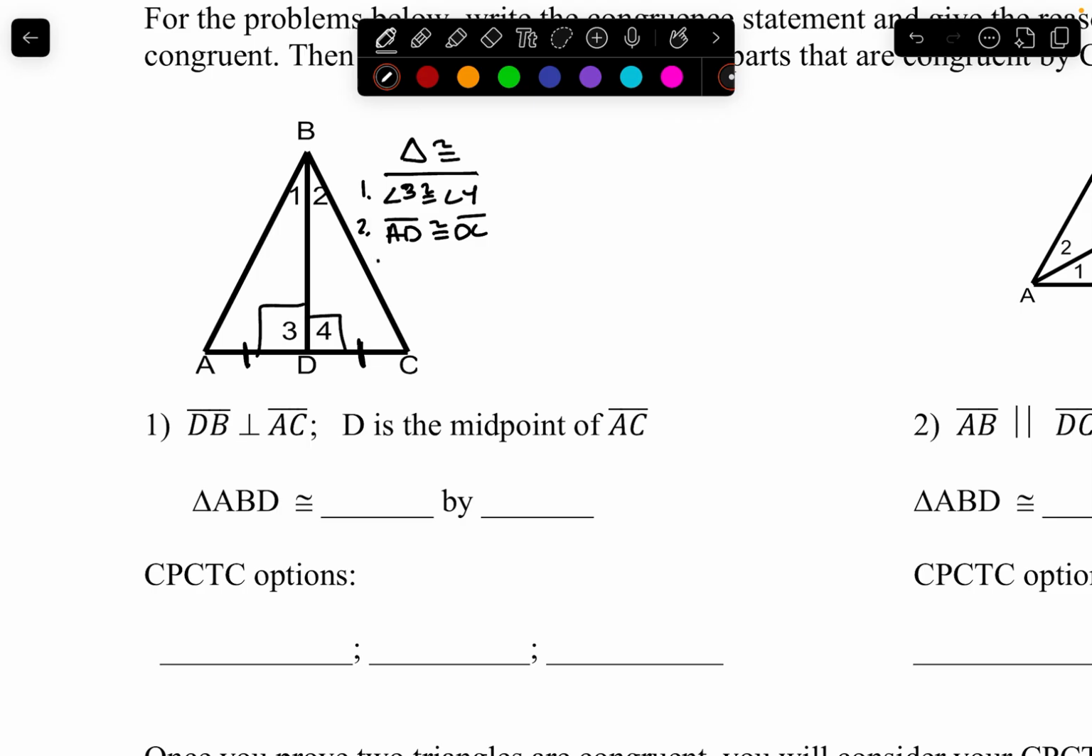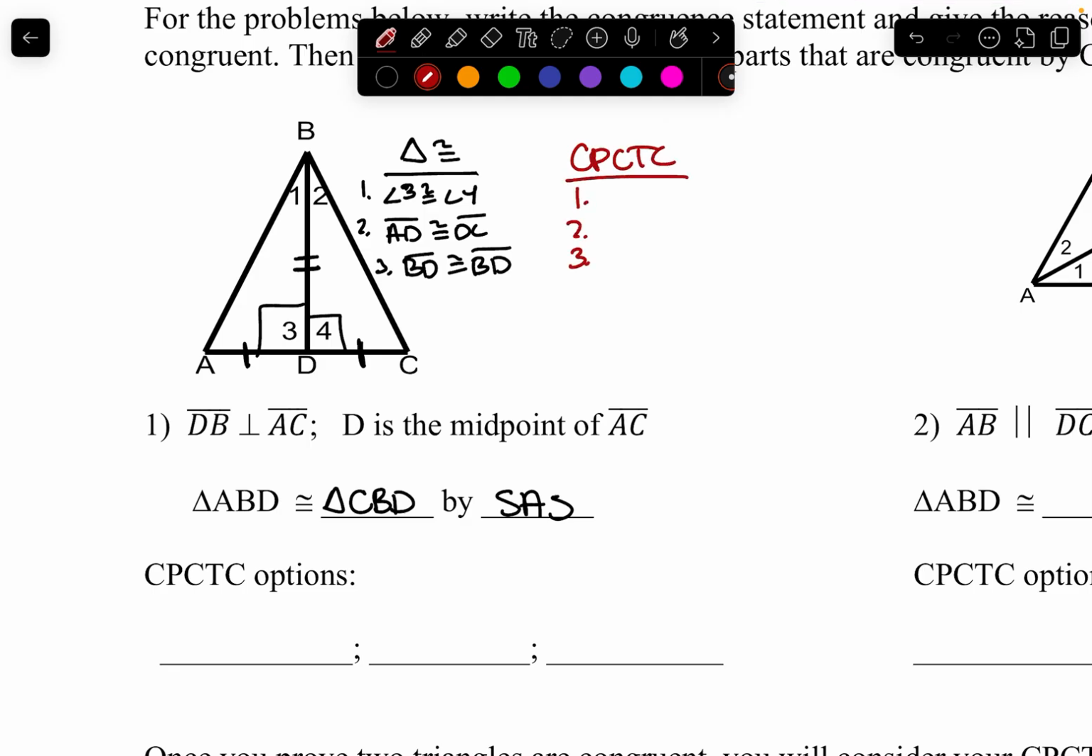Remember that we need 3 pieces of information to prove congruency. The last thing that I'm going to be able to say is true is that BD is congruent to BD. I now have 3 pieces of information, which is enough to prove congruency. So triangle ABD is congruent to triangle CBD. And if you look at your picture, that is true by side, angle, side. So now we need to list the other congruent parts.